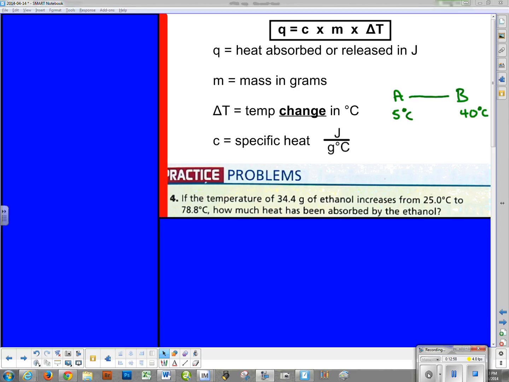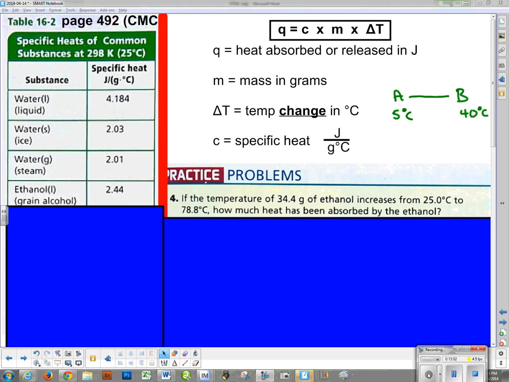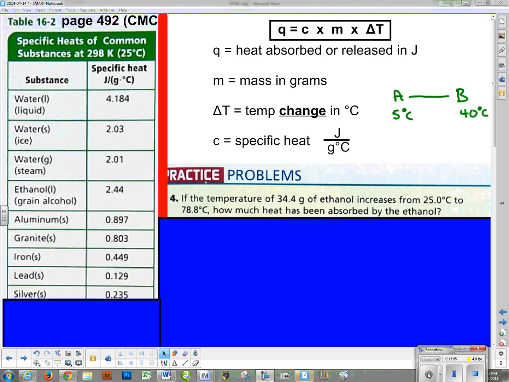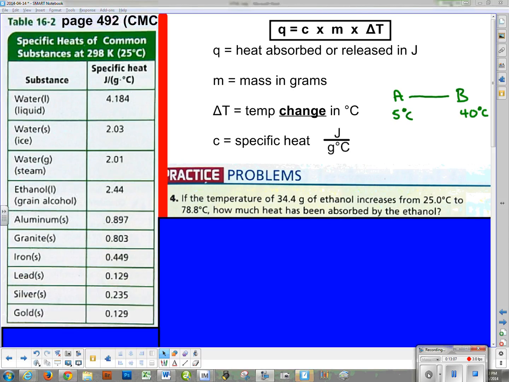Guess what? We've got this wonderful little thing called a specific heat chart. Is ethanol on this chart? Yeah. Look! Ethanol's there. And what does that L in the bracket mean? Yeah, that's liquid. Good. So, what is the specific heat? That's in your book. It's on page 492 in your CMC book.